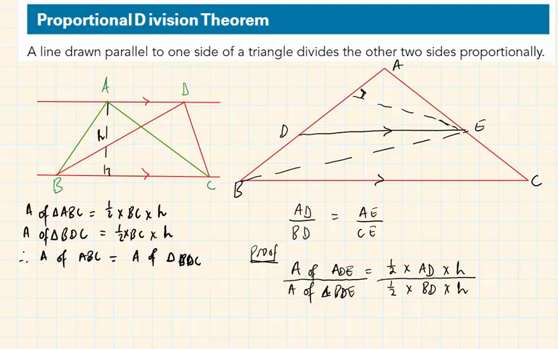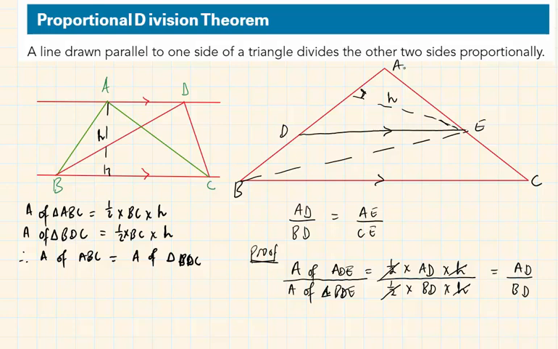Okay, so now this is going to cancel out with that, and this also cancels out because the height is the same. So this is H here, and I'm left with AD divided by BD. You can see I've already found the first part of my proof. I now need to show that this is going to be true again for AE over CE.